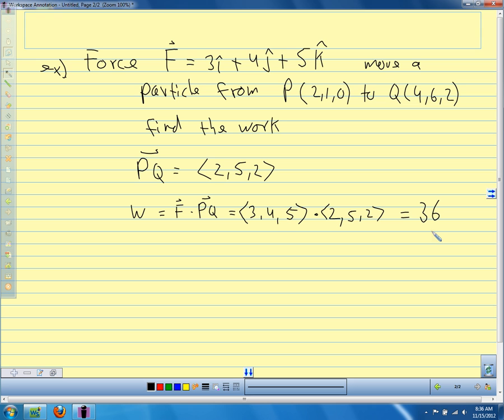Now our units for work, just, what's that? From P to Q, 4 minus 2 is 2. 6 minus 1 is 5. What's that?